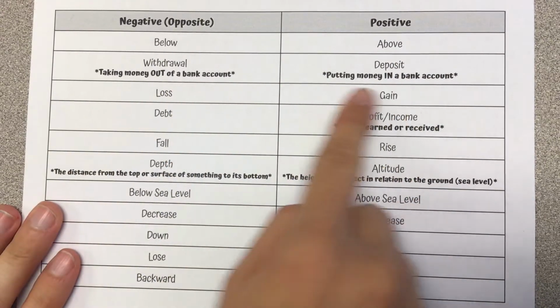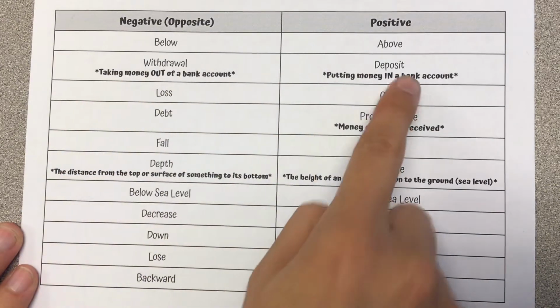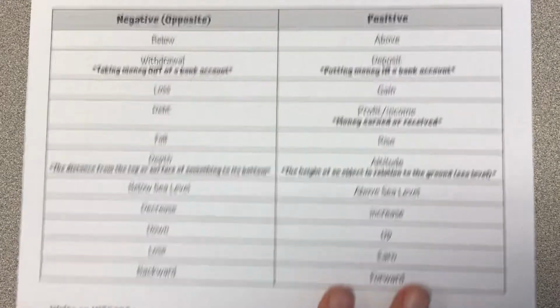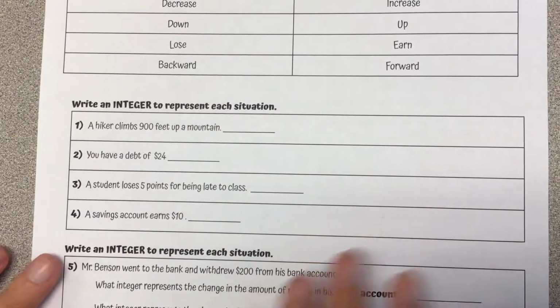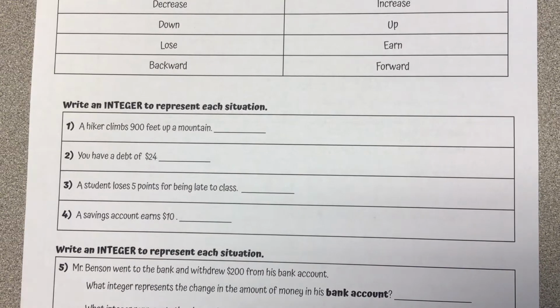And then for words that we thought that you might not already know the definition, we have the definition or a clue, a hint for it underneath. So we are going to write an integer to represent each situation.